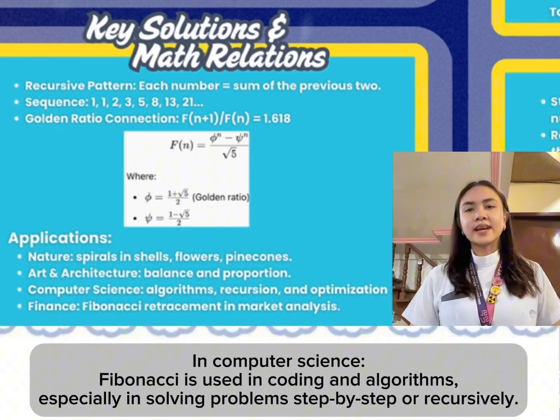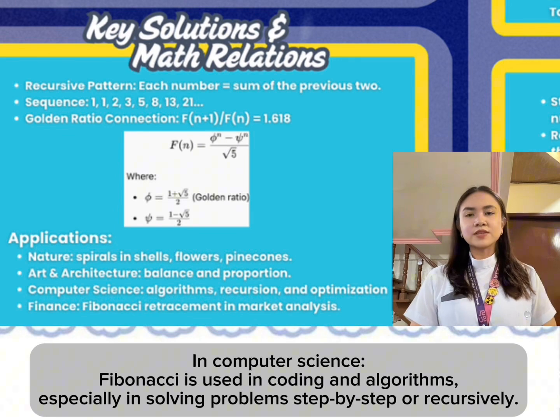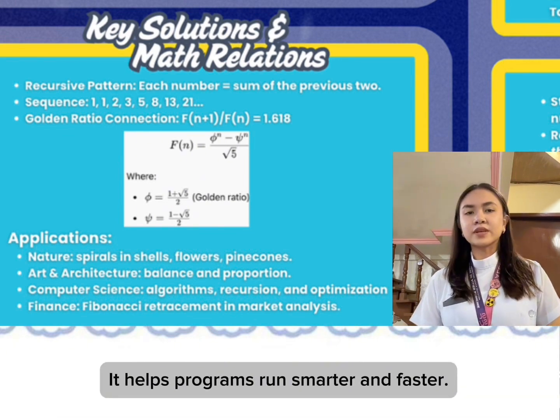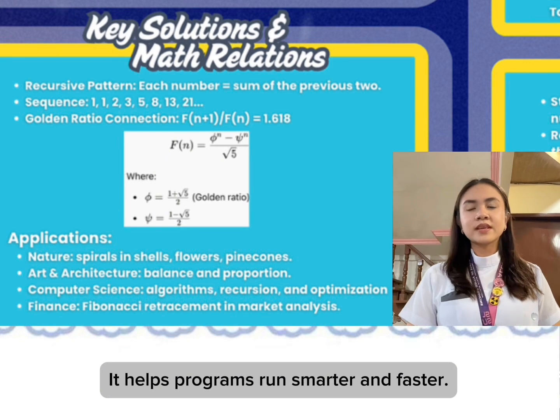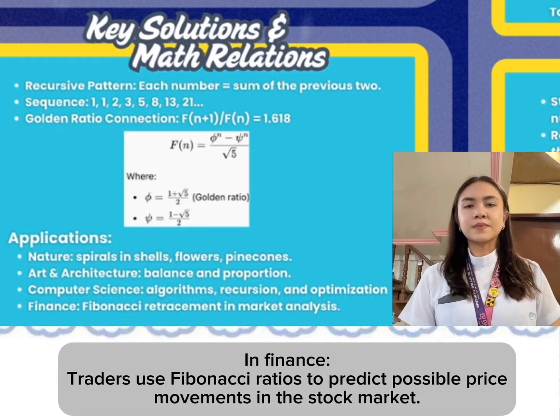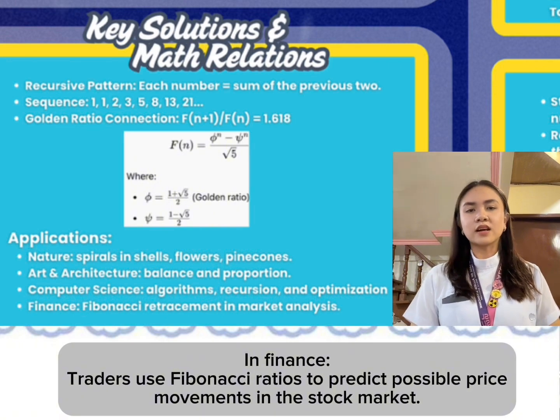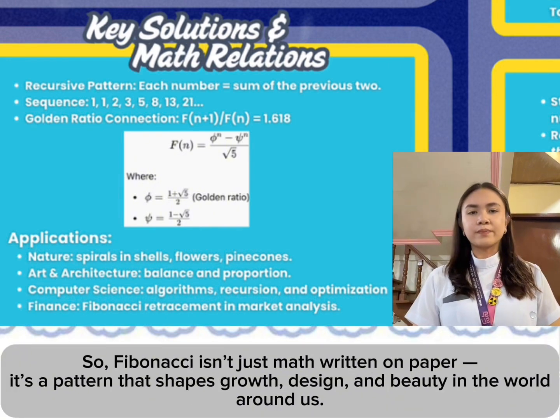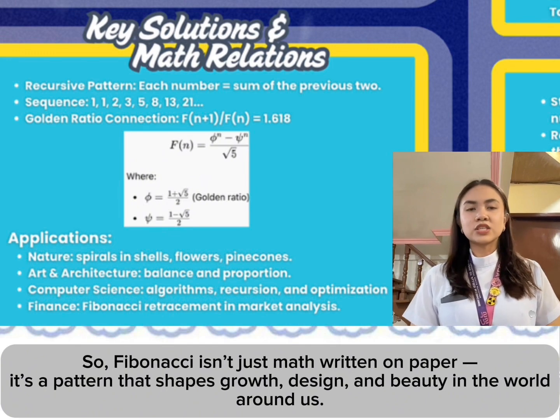In computer science, Fibonacci is used in coding and algorithms, especially in solving problems step by step or recursively. It helps programs run smarter and faster. In finance, traders use Fibonacci ratios to predict possible price movements in the stock market. So, Fibonacci isn't just math written on paper. It's a pattern that shapes growth, design, and beauty in the world around us.